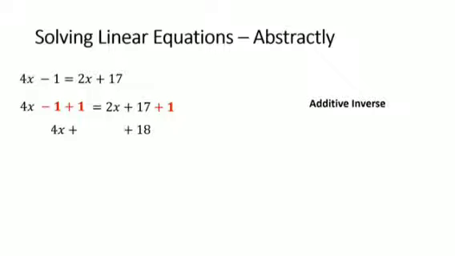Suppose you had this situation where x appears on both sides of the equation. The first thing I can do is get rid of the minus 1. And to get rid of minus 1, I need to add 1. This is the additive inverse. And if I add 1 on the left hand side, I need to add 1 on the right hand side, so that we would have 4x minus 1 plus 1 is equal to 2x plus 17 plus 1. This is equivalent to 4x plus 0 equals 2x plus 18. Recall, 0 is the additive identity.